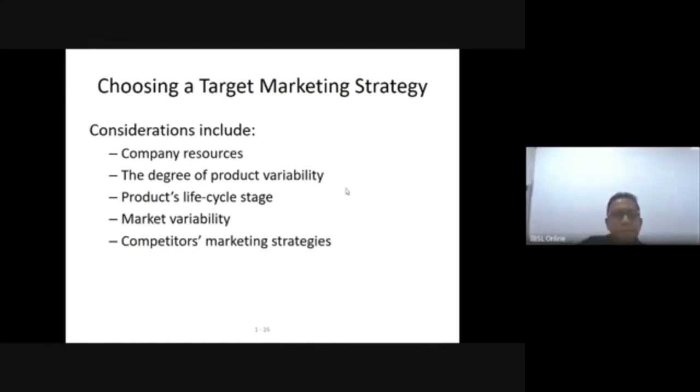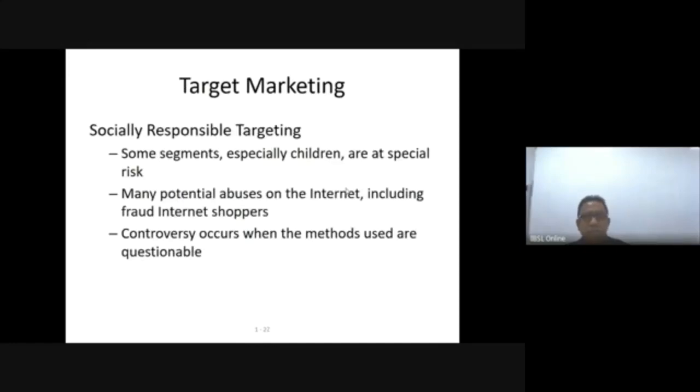These are the considerations when you do a targeting exercise. Compare resources, the degree of product variability, product life cycle stage, market variability, competitors' marketing strategies. We have gone through this, and we'll quickly go through socially responsible targeting. We discussed that.